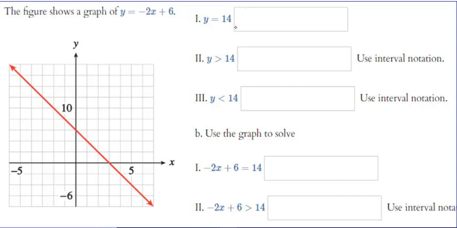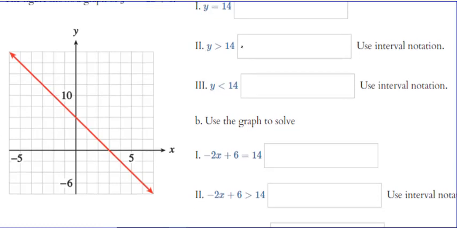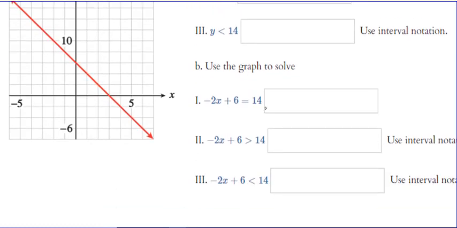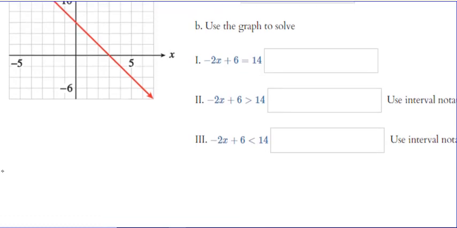Basically, when it says y equals 14, and then y is greater than 14, y is less than 14. If you look down at the second part, this is really what you're solving. This is a substitution back in, so I'm not even sure why, because they're the same answers. So what I'm going to do is work these out: negative 2x plus 6 equals 14.